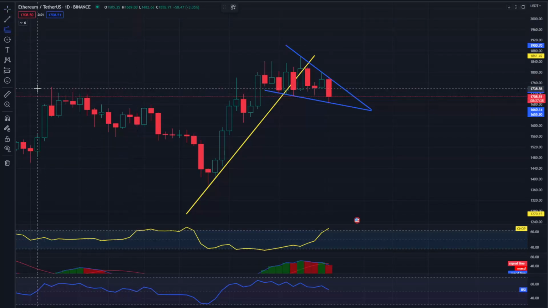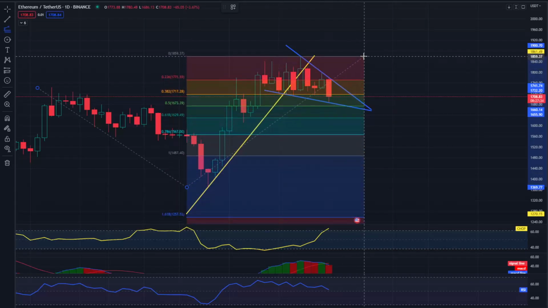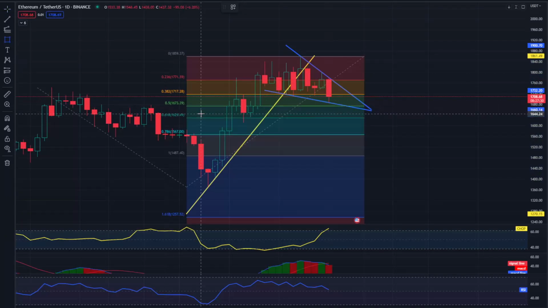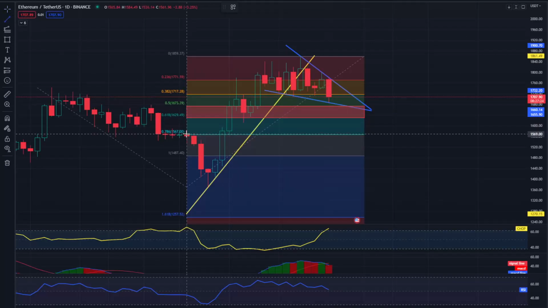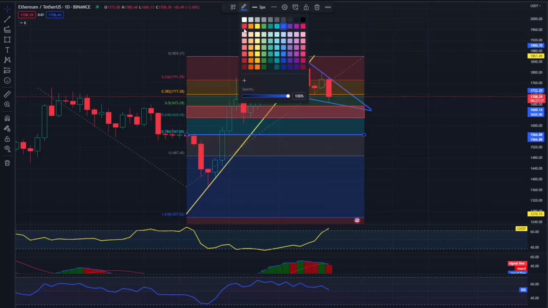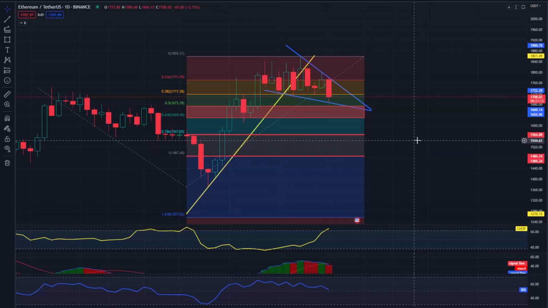Now let's move on to marking the places of support. We will use the trend-based fib extension tool to mark the supports, and as you can see, we have the first support zone from $1,673 to $1,629, the second support at the price of $1,567, and the third significant support at the level of $1,486.